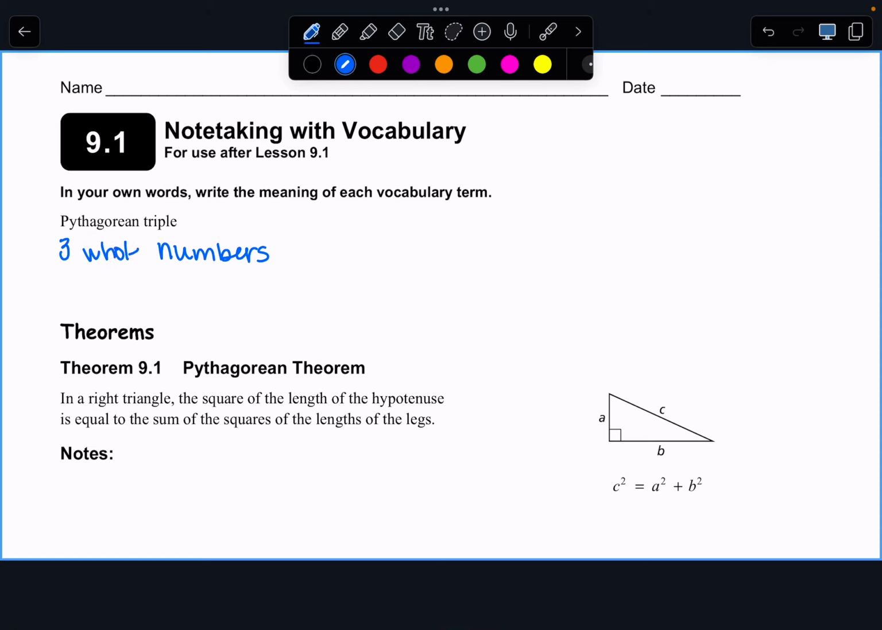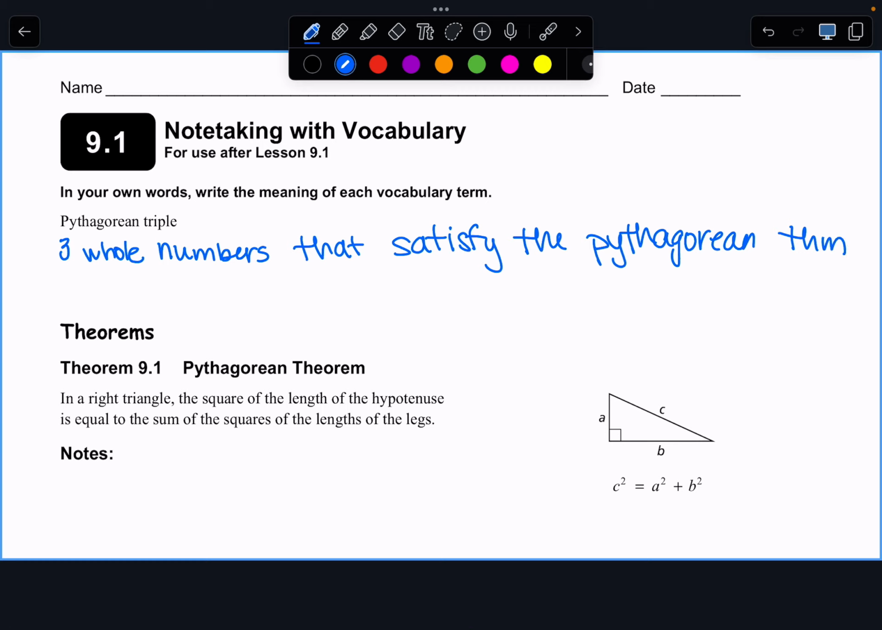So you want to add in that they're whole numbers. So three whole numbers that satisfy the Pythagorean theorem. The most common one that we see is the 3, 4, 5 right triangle, because 3 squared plus 4 squared equals 5 squared. So 3, 4, 5 is a Pythagorean triple.